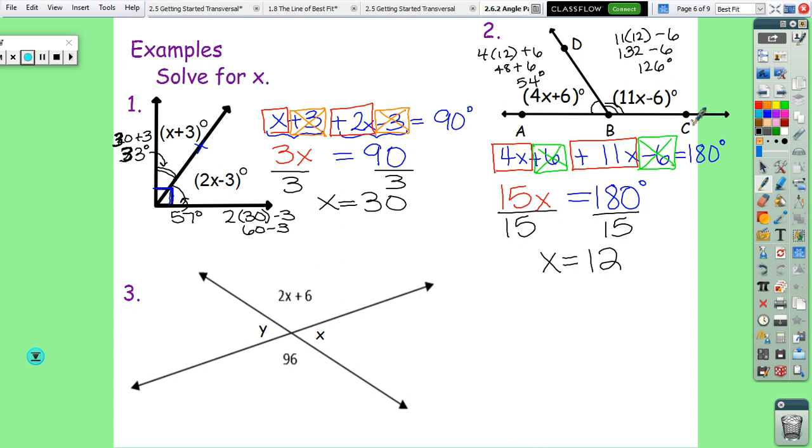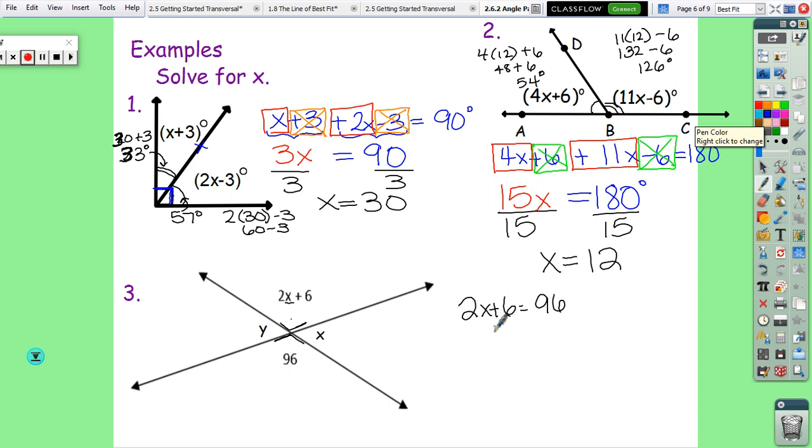All right, the third one down here. The first thing that we have to do is figure out what this variable is right here. And we can't just say, okay, well, this whole thing is equal to 96. We know that these two here are vertical angles, so yes, this is 96, but first we have to figure out what x is, because in order to figure out these two here, we have to figure this one out first. So 2x plus 6 is equal to 96, because we know that vertical angles are exactly the same measure.